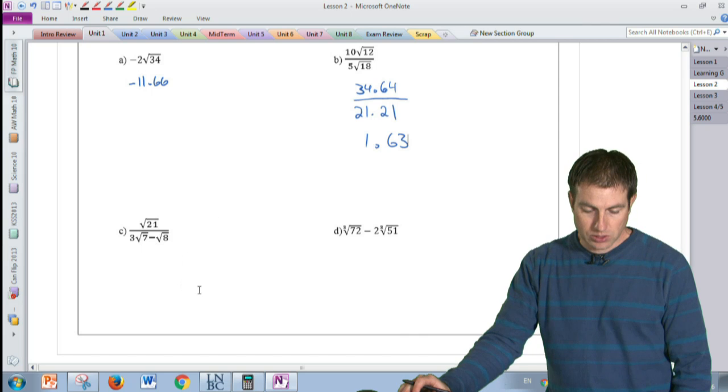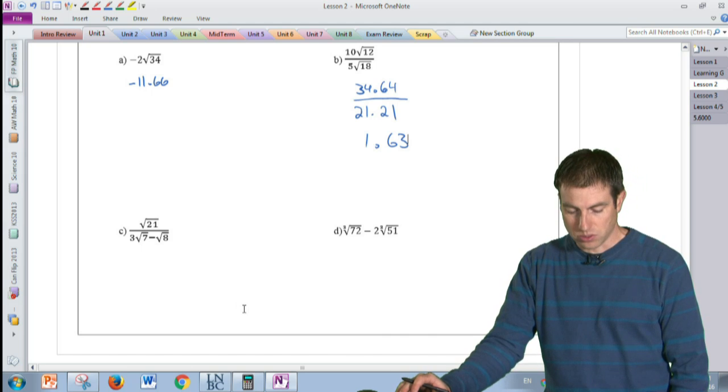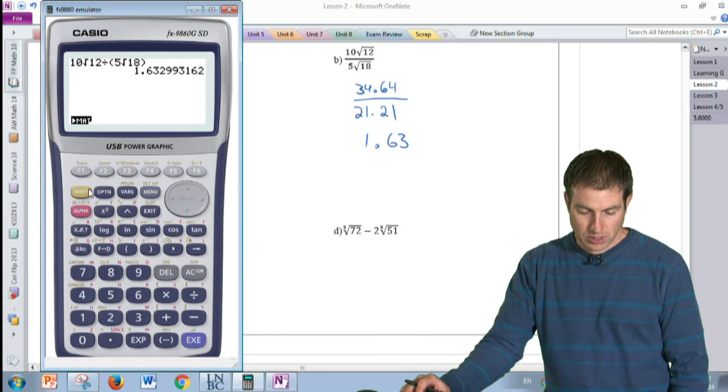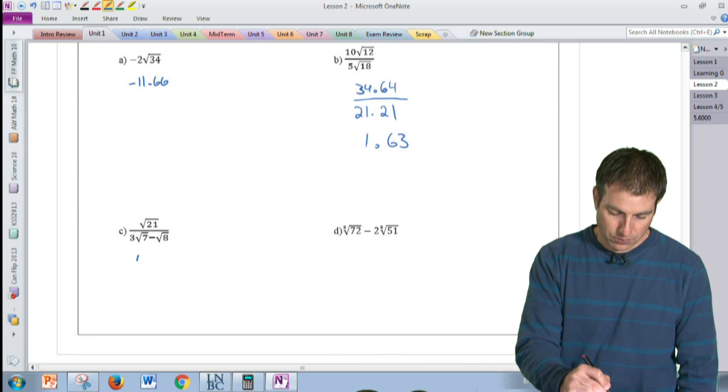All right, so letter C, square root of 21 over root 7 minus root 8. You can put it in one step if you want. You can do it in 2. I'm going to do it in 2. So I'm going to go square root of 21. On the top I get 4.58.